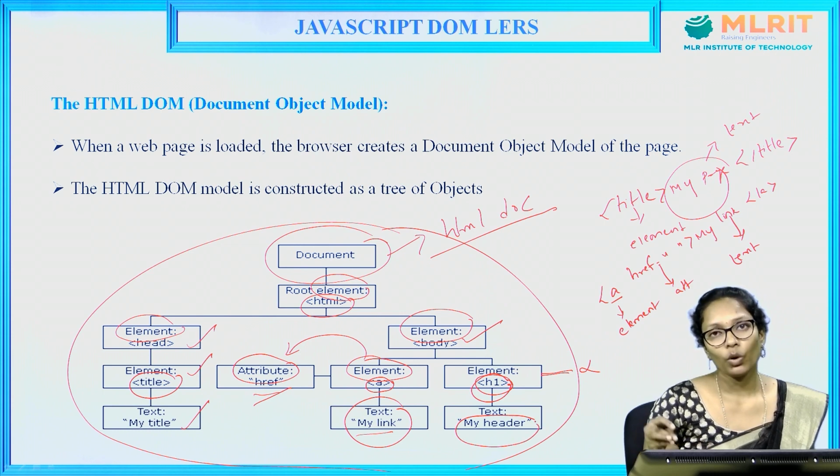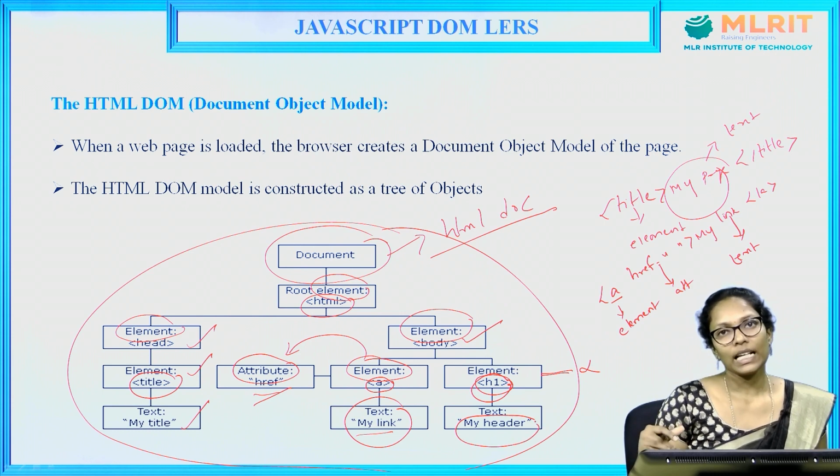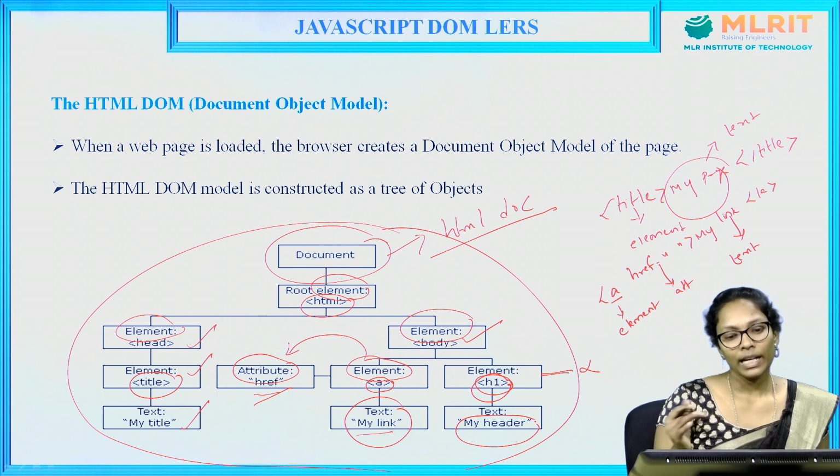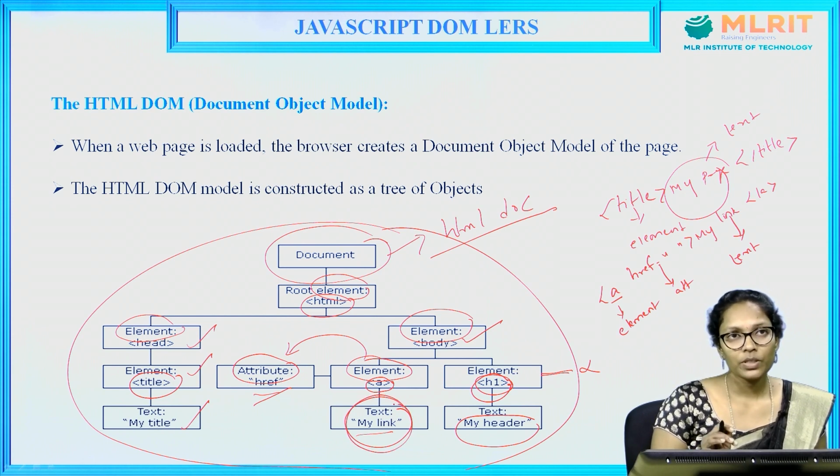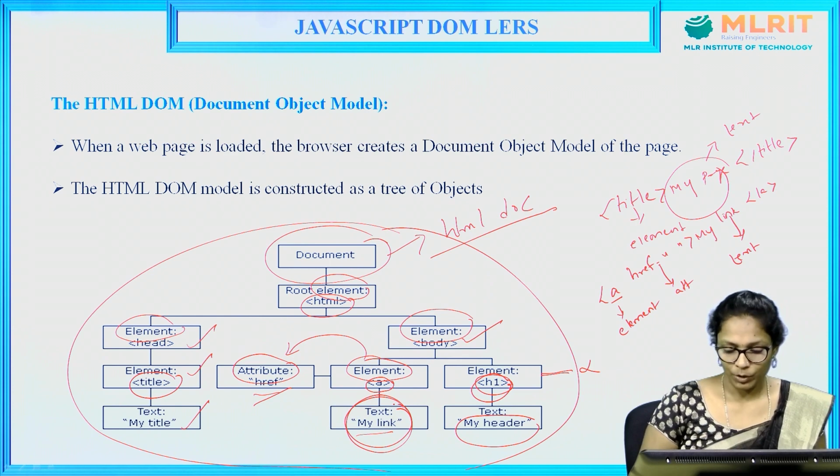Like this, whatever program you write, all the tags will be considered as elements, all the attributes will be considered as attributes, and the text associated with that tag will be considered as text. Based on these terms, DOM will provide a tree structure for your document. By that, it will easily process the data. It will easily access the data to modify or to add anything.